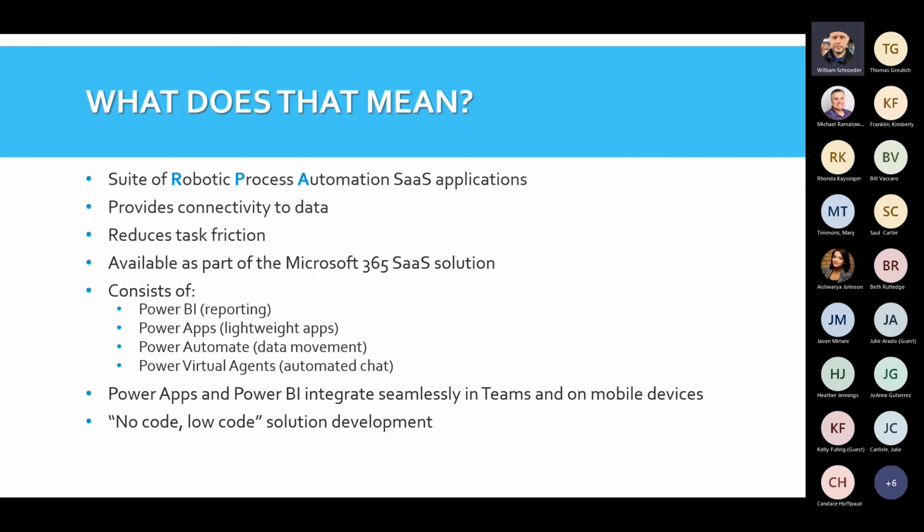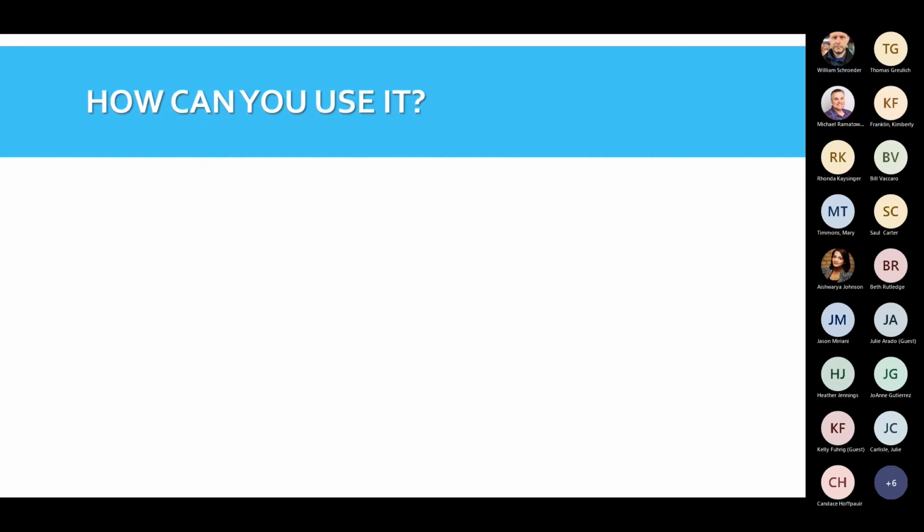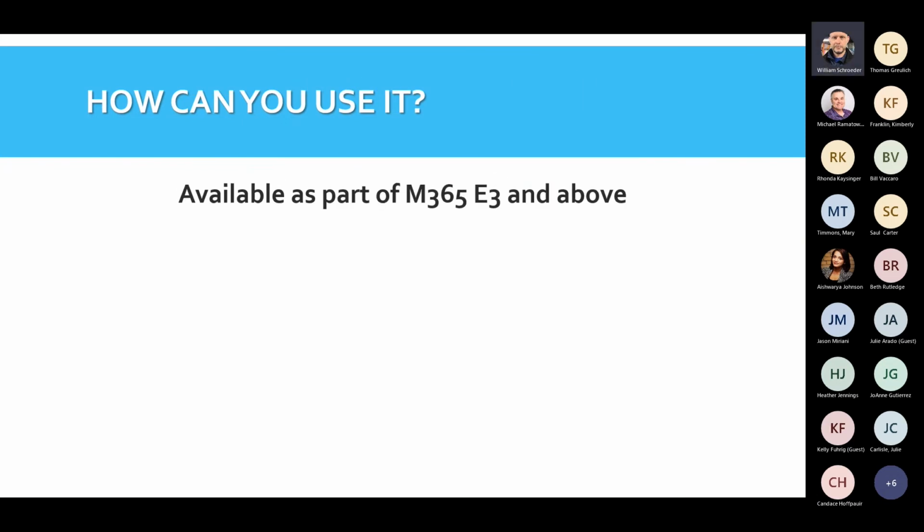Now, make sure you provide your criticality here so that you are alerted to how can you use it, right? Great, it exists. How can you use it? Well, it's part, like I said, of M365 E3 and above, and that might have changed. But again, you can do a little bit of research on that. But it's part of the license level within 365, gives you certain access to Power Platform tools.